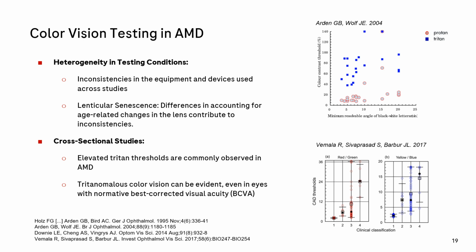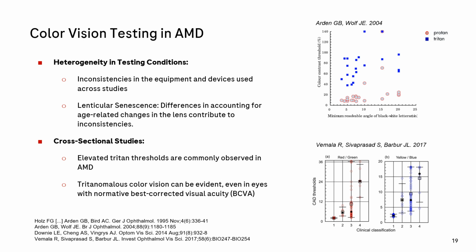There's also another large study coming from London from 2017, which you see in the lower two panels. And again, you see for different AMD severities on the x-axis, the red-green dysfunction and the yellow-blue dysfunction. And again, you can see that the yellow-blue dysfunction is much more severely affected.